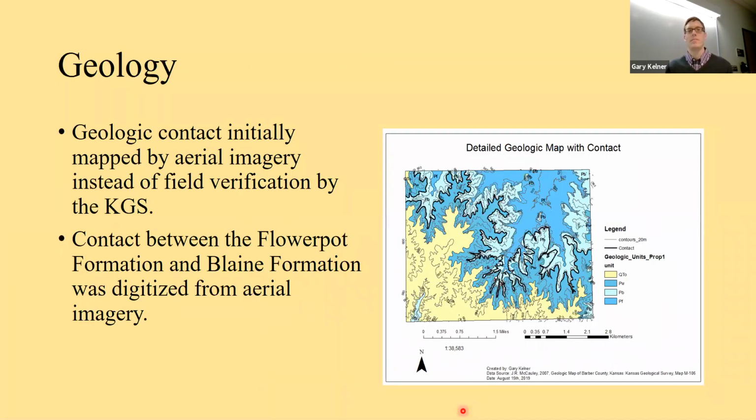The geologic contact was initially mapped by aerial imagery instead of field verification by the Kansas Geological Survey, or KGS. The contact between the Flower Pot Formation and the Blaine Formation was digitized from more recent aerial imagery, as indicated by the black line on this geologic map on the right.